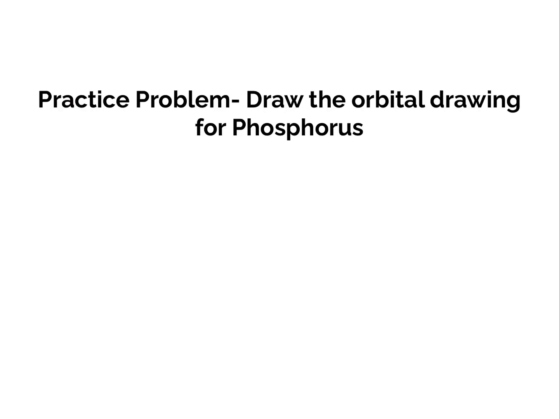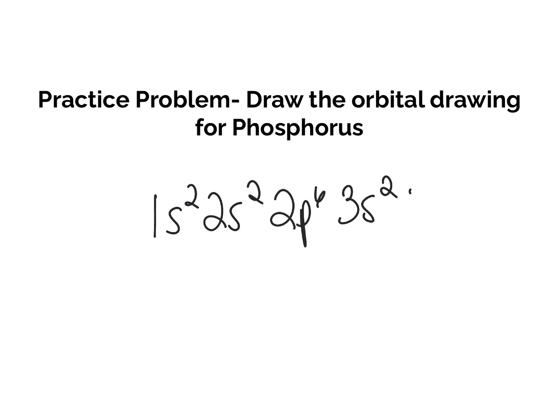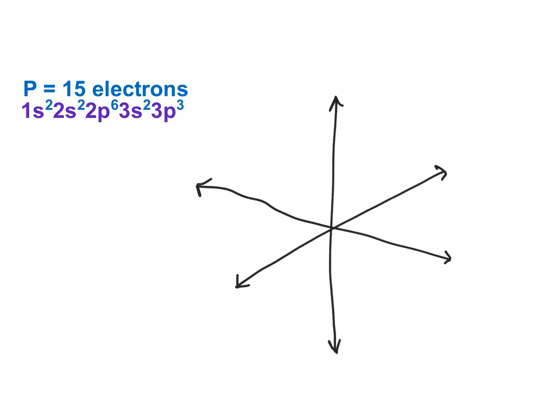All right, this is kind of a long one, but this is our last problem. So we are going to do a practice problem drawing the orbital drawing for phosphorus. The first step is figuring out our orbital diagram. So let's do that. Looking at our periodic table, we have 1s2, 2s2, 2p6, 3s2, and we end at 3p3. All right, so if we add up all of our superscripts, we see that phosphorus has 15 electrons and is number 15 on the periodic table.